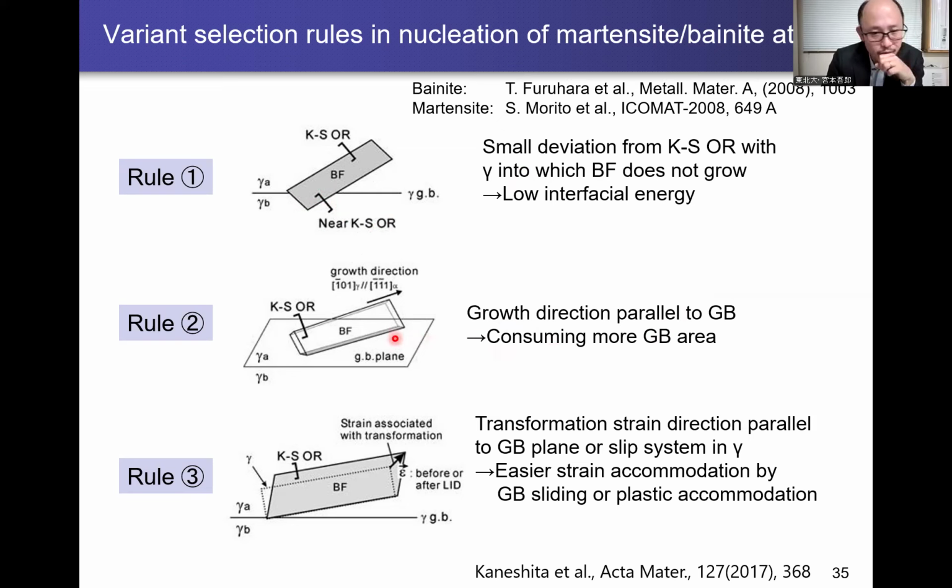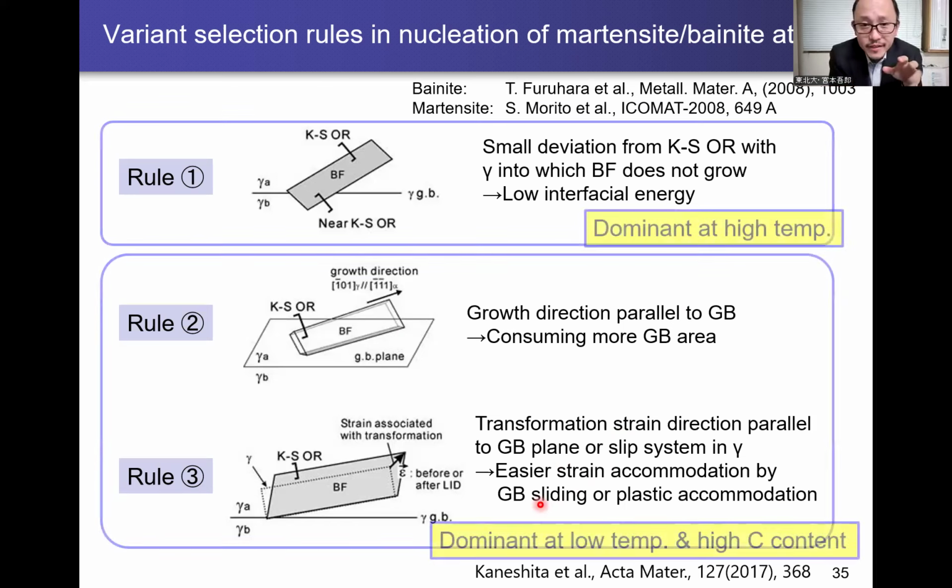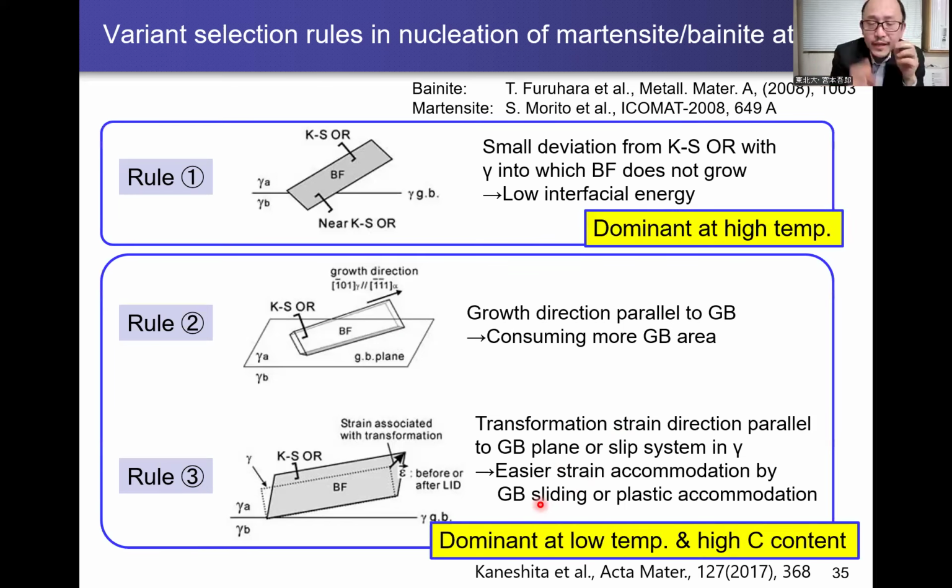So this is the second rule. The third rule is transformation strain. If the transformation strain is parallel to the grain boundary plane or slip system in the austenite on the opposite side, then the strain accommodation becomes easier by grain boundary sliding or plastic accommodation. I do not explain in detail, but the result suggests rule 1 is dominant at high transformation temperature, while rule 2 and rule 3 are dominant at low transformation temperature and higher carbon content.